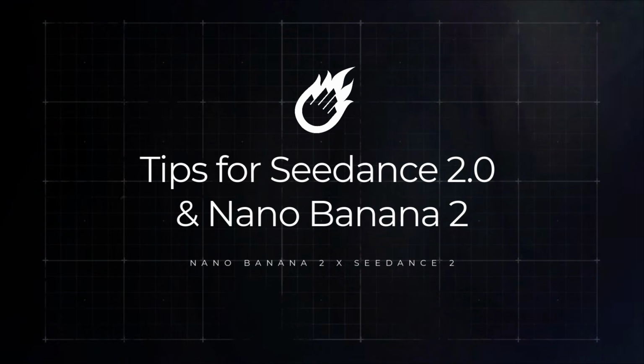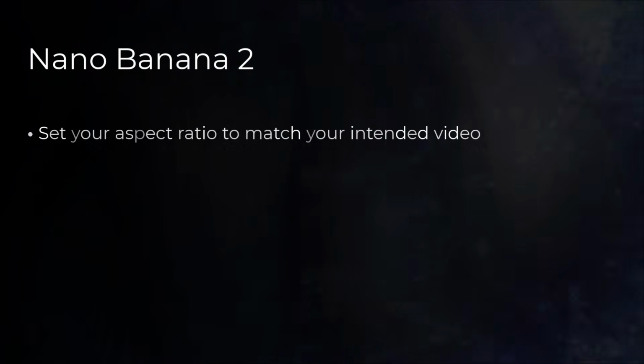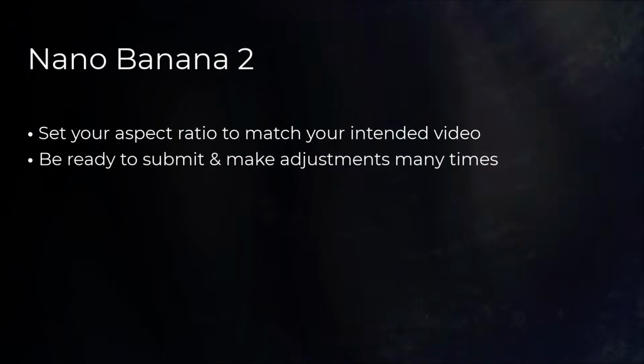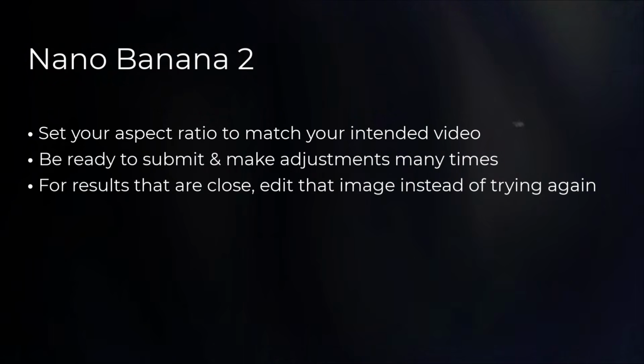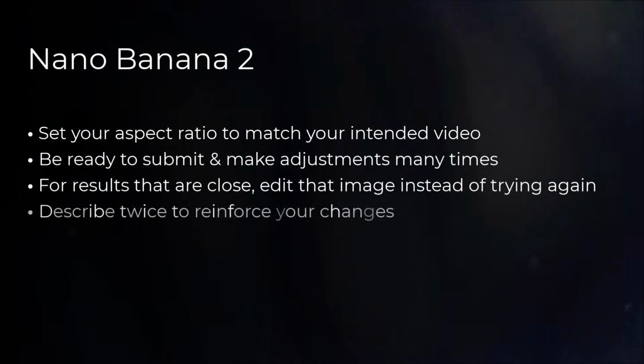Now, if you're looking for a little bit more control, I do have a few tips that can actually help you when you're using these tools. Starting off with Nano Banana 2, you don't have to use these tips all the time, but they can help as you go. And the first tip is to actually set the aspect ratio that you intend your video to be set to. Be ready to submit and make adjustments many times, as you won't always get what you want in the first try. And for results that are close, edit the new image instead of trying again. Sometimes you'll need to describe twice to reinforce your changes.